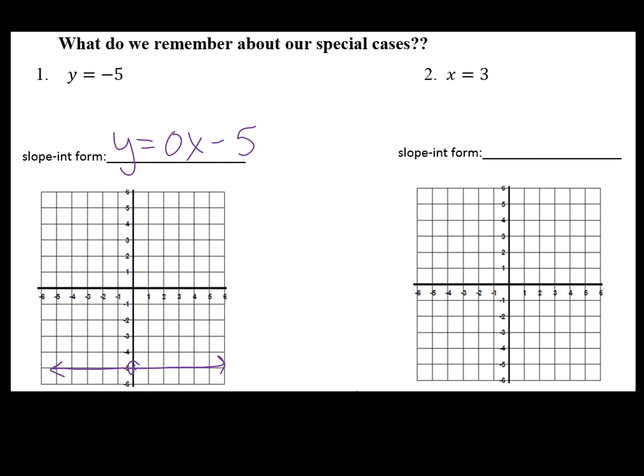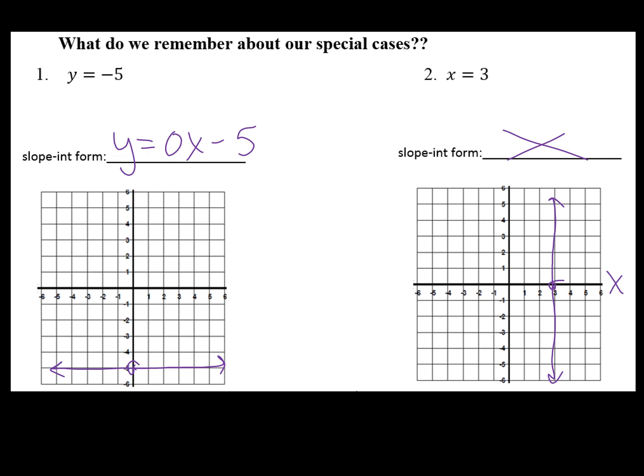Okay, on number 2, x equals 3, not even in that y equals mx plus b form. So you can't put it in that form, which means it's a special case, and it's the opposite of the other one. The other one goes left to right. This is x equals, so I'm going to the x-axis at 3, putting my dot there, and it goes straight up and down. So there's the line for x equals 3.